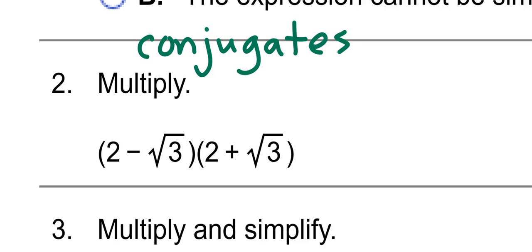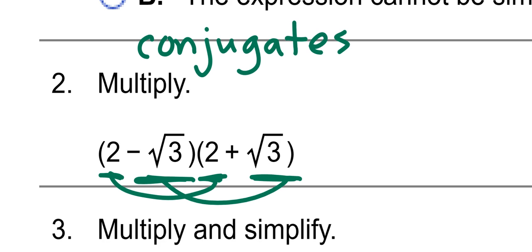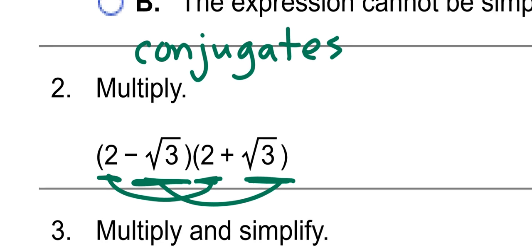So conjugates have the exact same first part, but they have opposite second parts. Not to be confused with opposites, because opposites would have everything completely opposite of each other. Something nice is going to happen when we multiply these things together. That will not happen if you're not multiplying conjugates together.